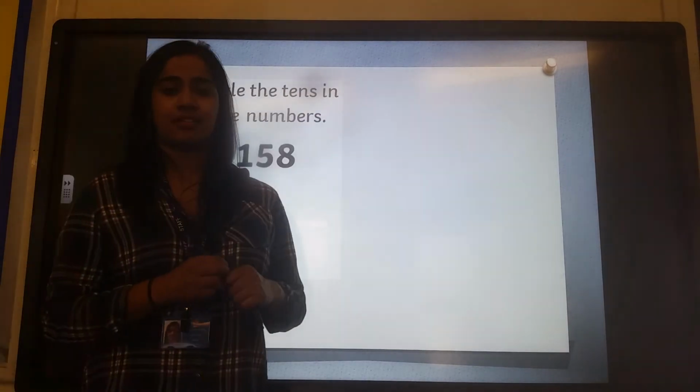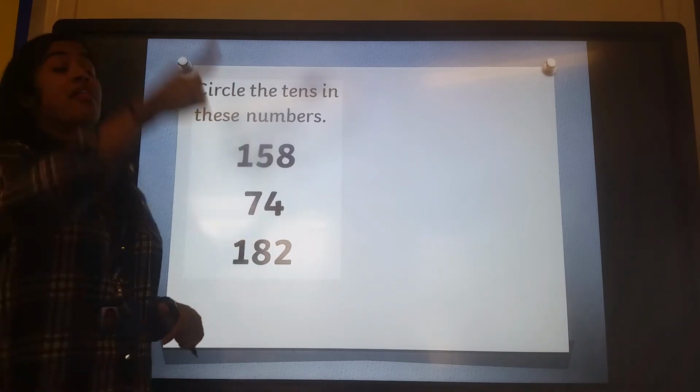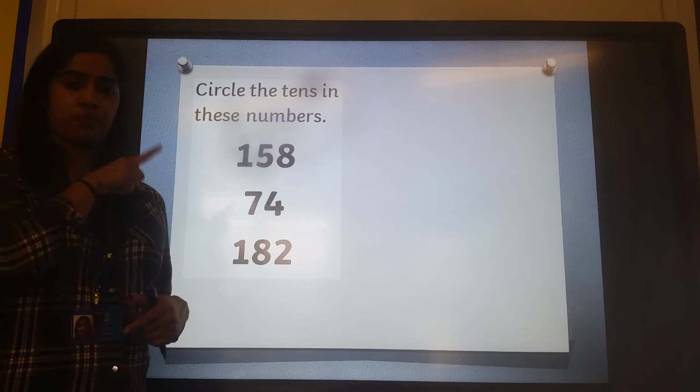Circle the tens in these numbers. So circle the tens in these numbers, and what you can do is just write out the number and then circle the number that's in the tens column. Okay? Off you go.